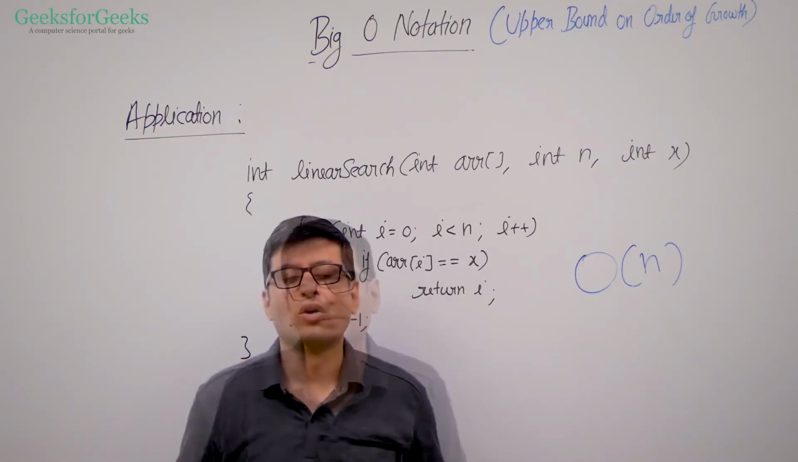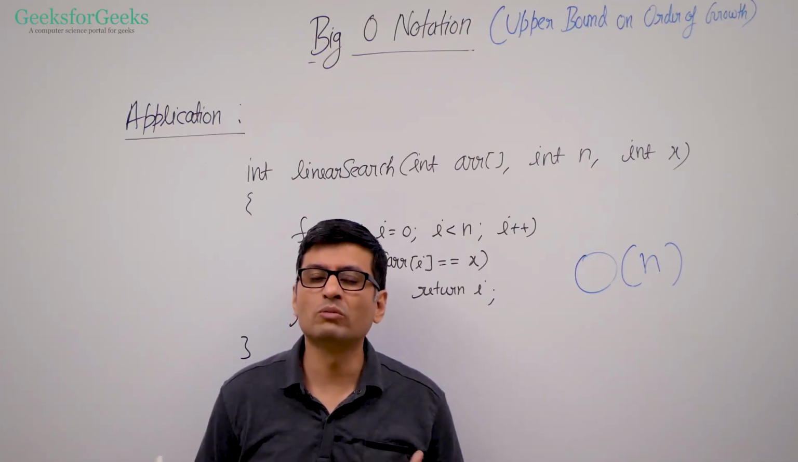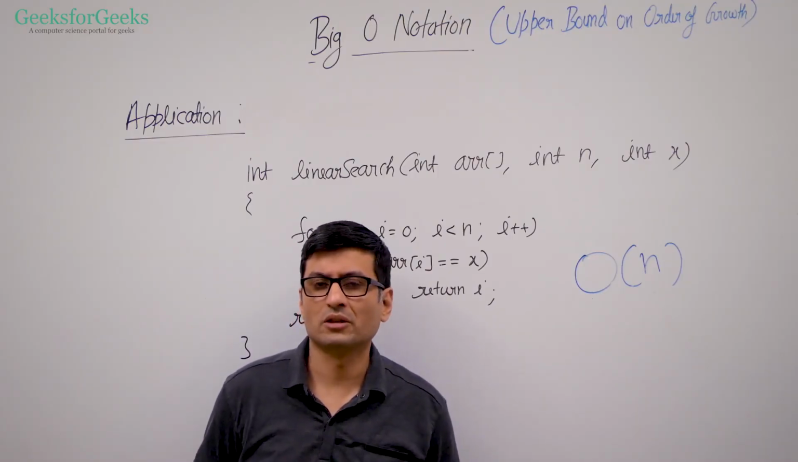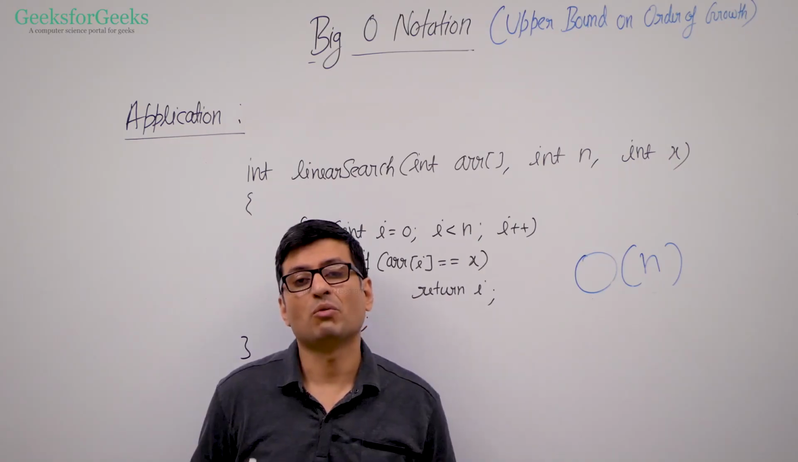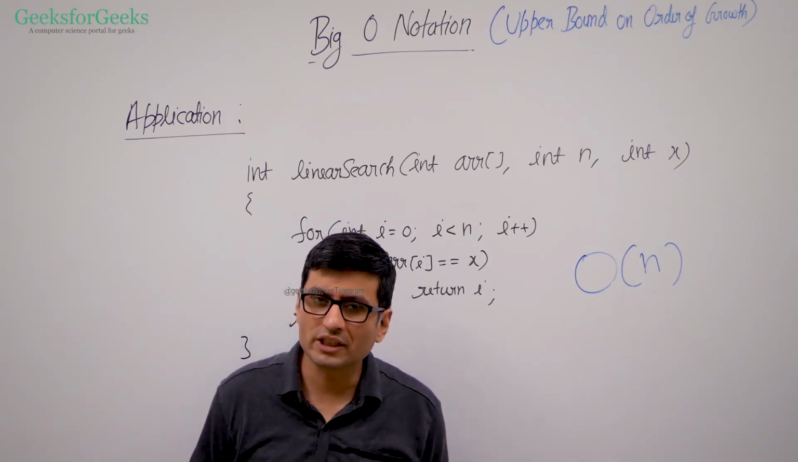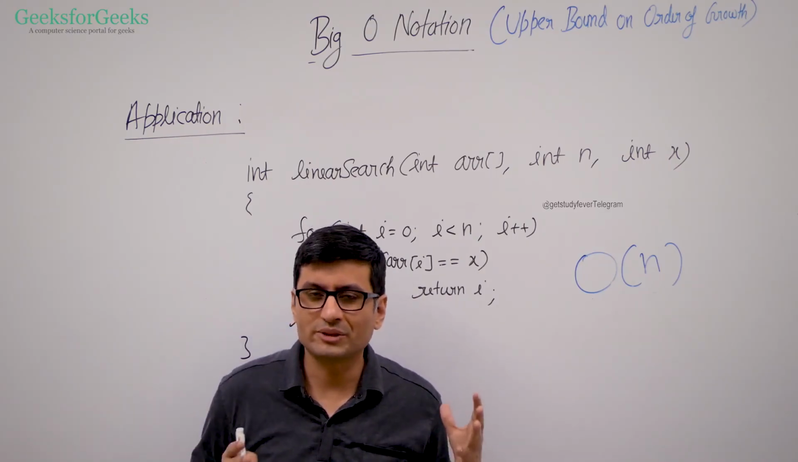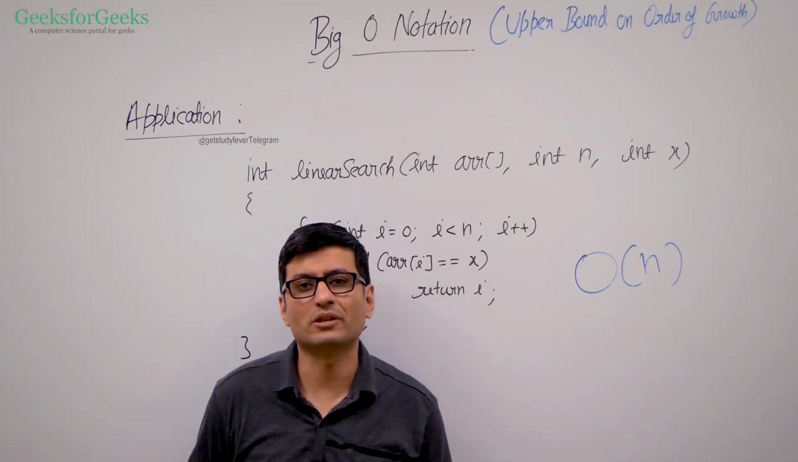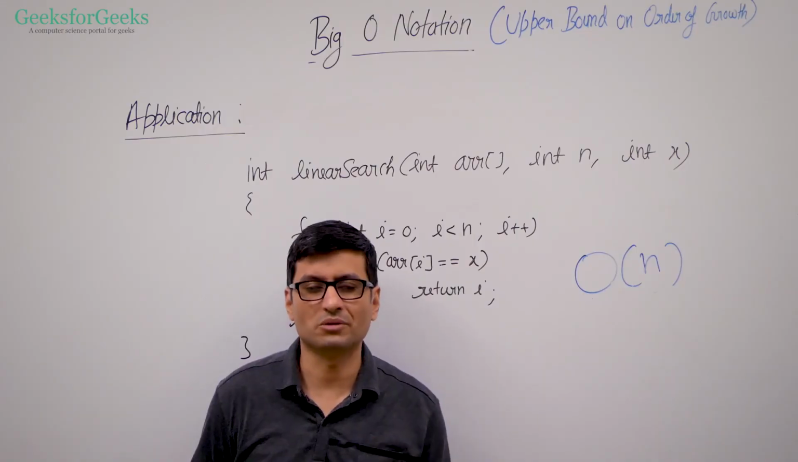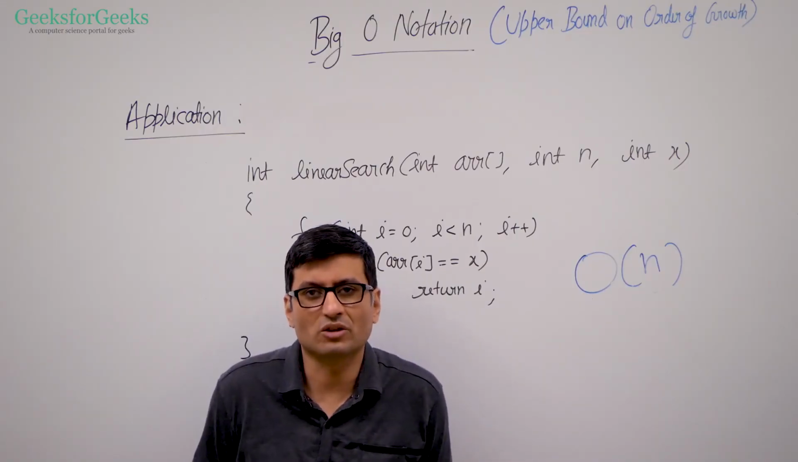It's an upper bound. We are going to talk about 2 more notations in the upcoming videos, but Big O is the most used notation. Why? Because we care about the worst case. We analyze the algorithms generally in the worst case. We find the order of growth in the worst case, and we put this order of growth in Big O notation. And that's how we analyze algorithms most of the time.